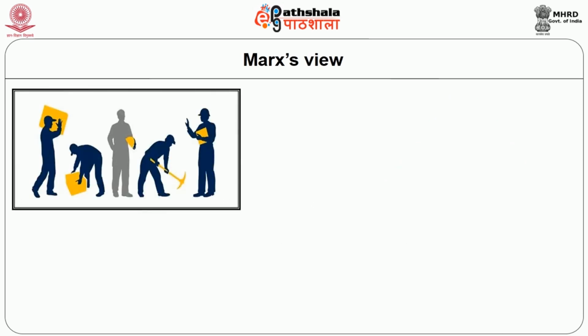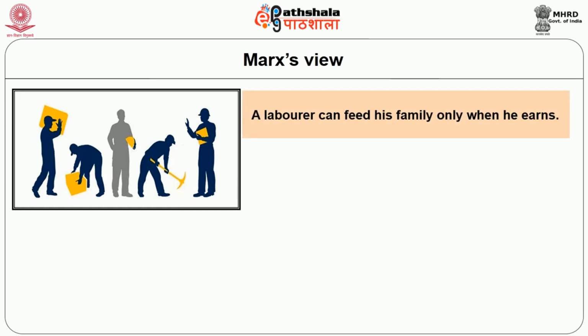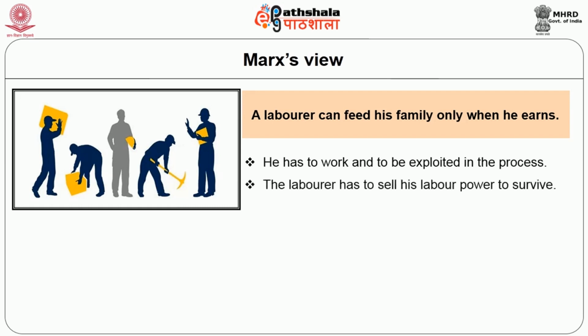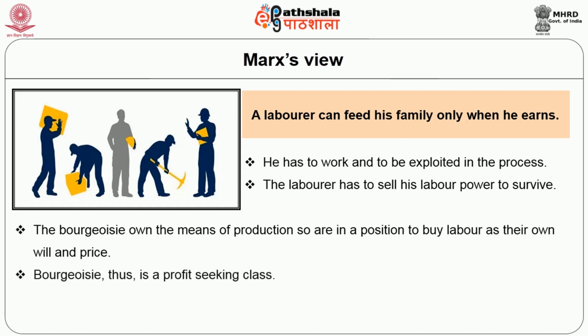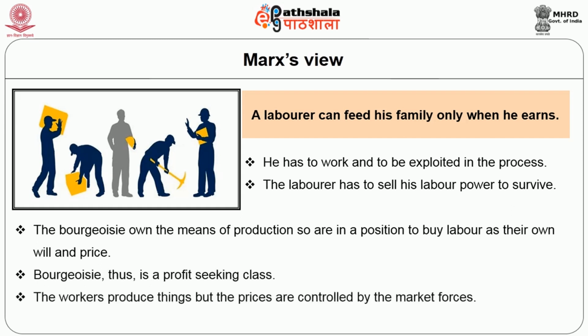Exploitation is inevitable because the laborer has to work, as his labor is perishable. A laborer can feed his family only when he earns. Thus, he has to work and be exploited in the process. The laborer has to sell his labor power to survive. The bourgeoisie owns the means of production, so they are in the position to buy labor at their own will and price. The bourgeoisie thus is a profit-seeking class. The workers produce things, but the prices are controlled by the market forces.